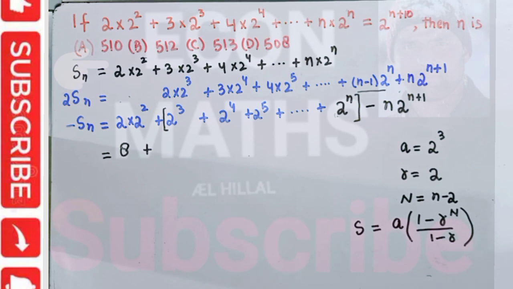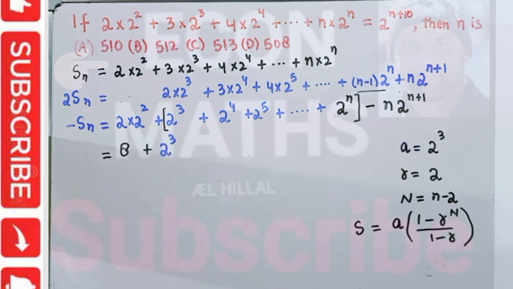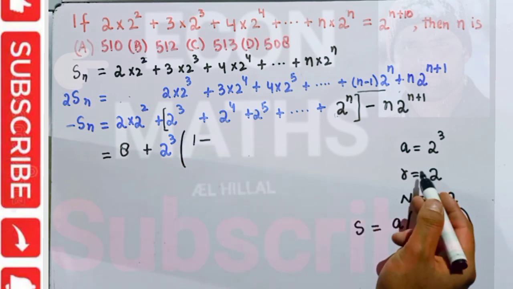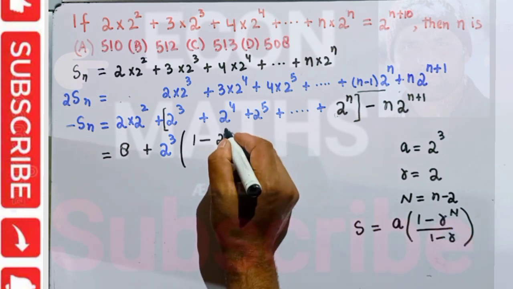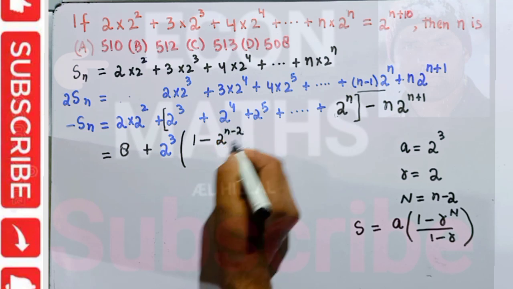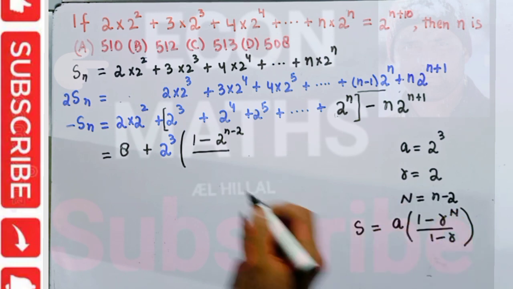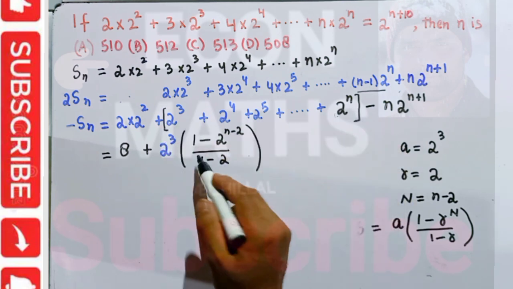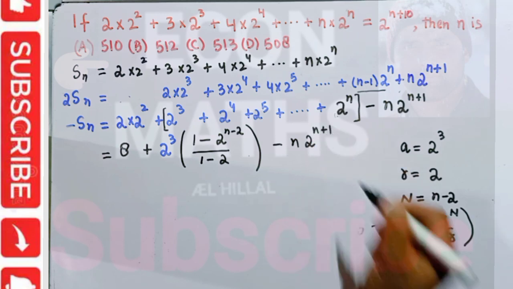This is the formula, and here we can write it in this fashion. So in place of a we have 2 cube, then we have 1 minus common ratio, which is 2, to this we have n minus 2 as the exponent, so we have n minus 2 divided by 1 minus r. Since r is 2 again, let me write it here, 1 minus 2. So the sum of this series is this, minus we have n 2 raised power n plus 1.